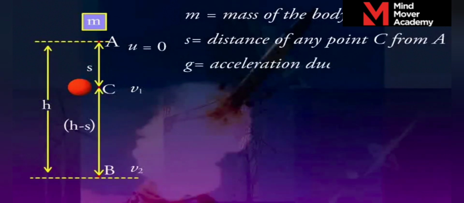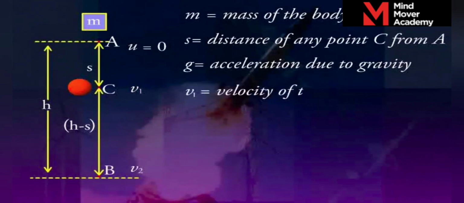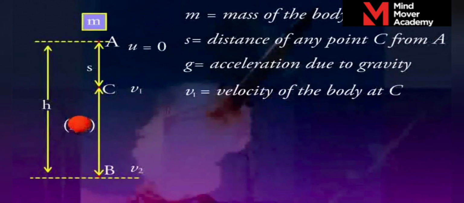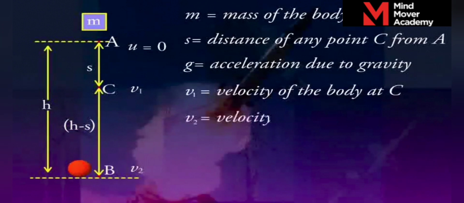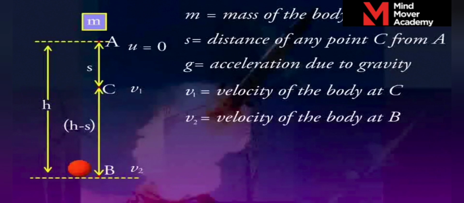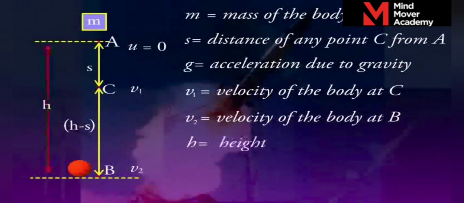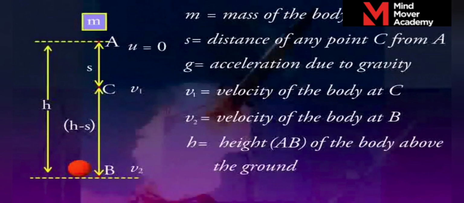g is the acceleration due to gravity. v1 is the velocity of the body at C. The body continues to fall and it reaches point B. v2 is the velocity of the body at B, a point just above the ground. h is the height of the body above the ground.